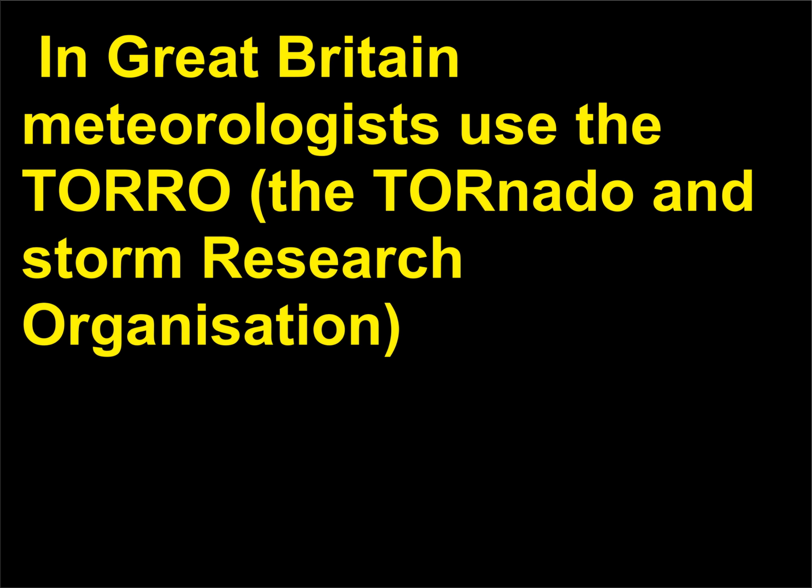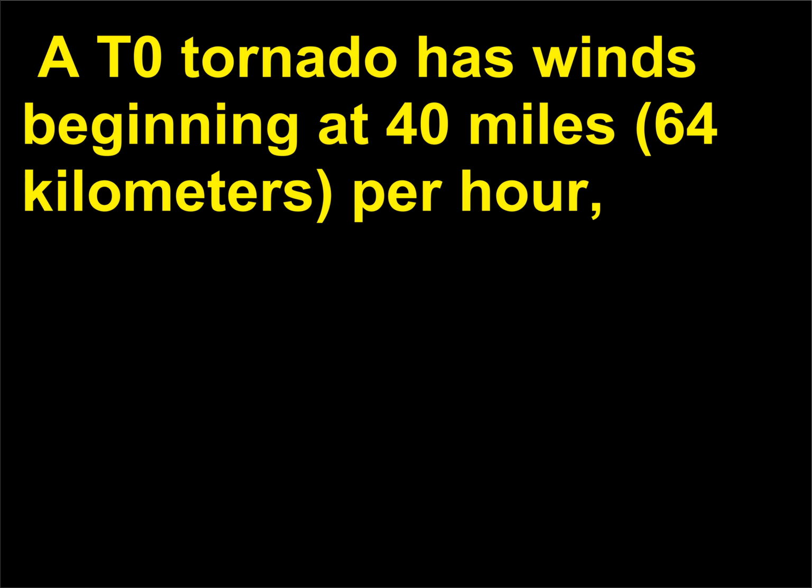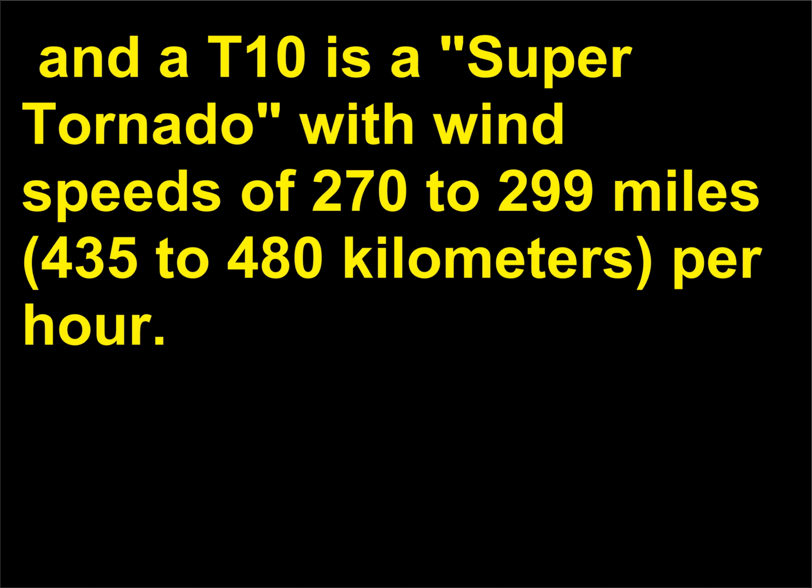In Great Britain, meteorologists use the TORRO, the Tornado and Storm Research Organisation scale, which is divided into T0 through T10 measurements of strength. A T0 tornado has winds beginning at 40 miles, 64 kilometers, per hour. A T10 is a super tornado with wind speeds of 270 to 299 miles, 435 to 480 kilometers, per hour.